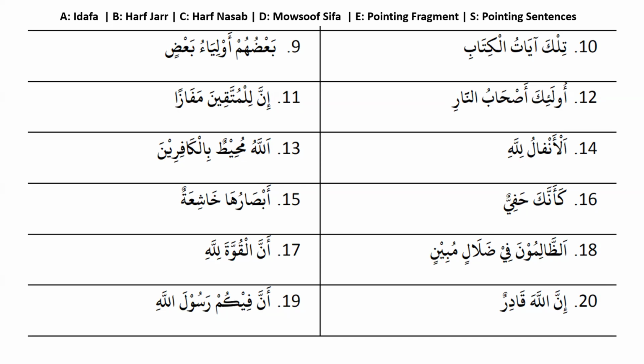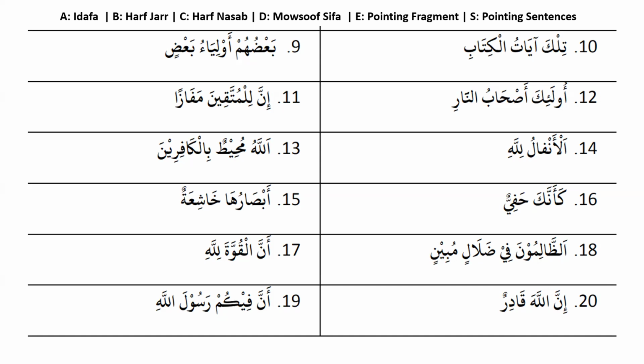Ka'annaka hafiyun. Ka'annaka means as though you are hafiyun. So there's only half of nasab there. Number 17, annal quwwata lillahi. Anna means that, quwwa means power. So that the power is for Allah. The power lillahi, for Allah.